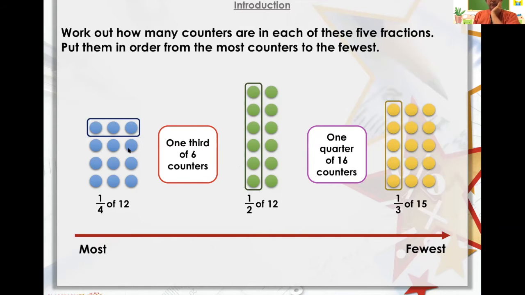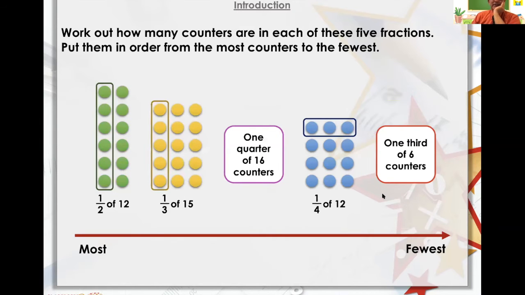So that's 3, 2, 6. 1/4 of 16: 16 divided by 4 is 4. So that's 3, 2, 6, 4. And this is 1/3 of 15. That's 5. So that's 3, 2, 6, 4, 5. There you go.